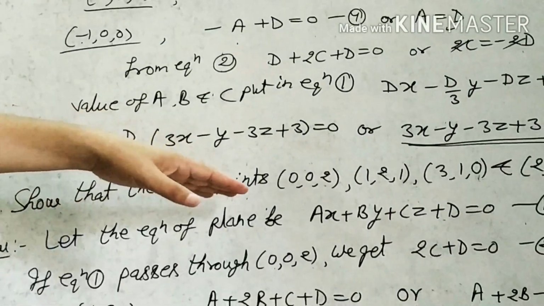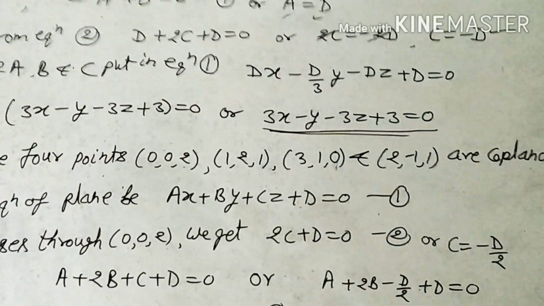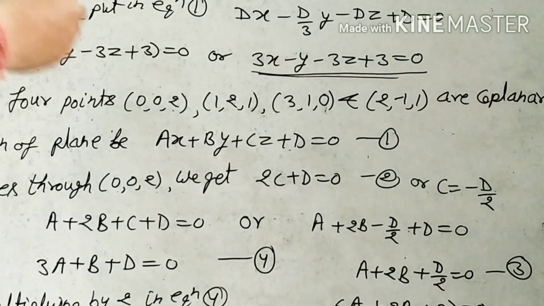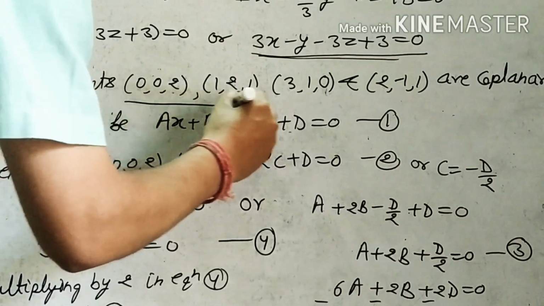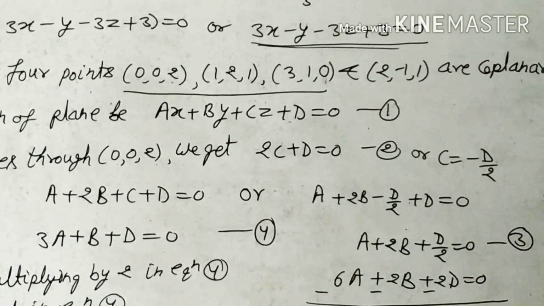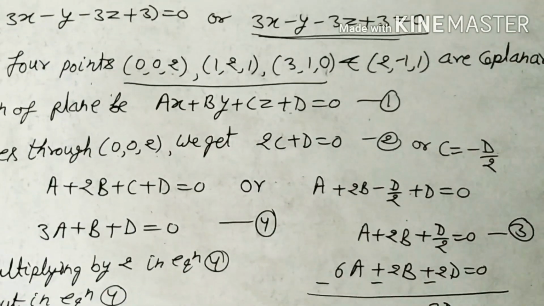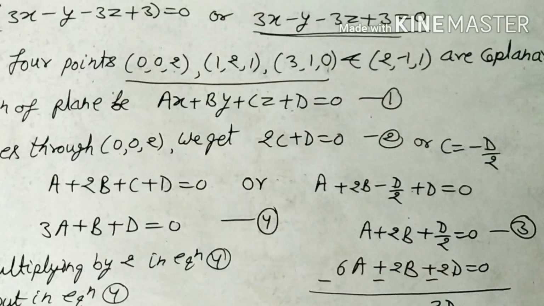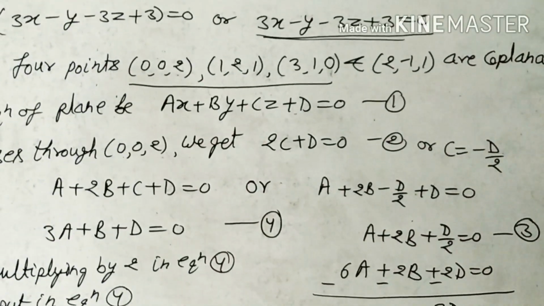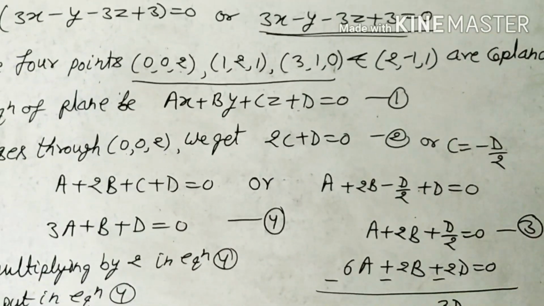So that the 4 points are coplanar. Coplanar means all points lie on a plane. So we will do the same way. First, we will take any 3 points, and on the basis of those 3 points, we will get the equation of the plane. Then put the fourth point in the equation of the plane. If it satisfies the equation of the plane, then all 4 points lie on the plane. That's why they will be coplanar.